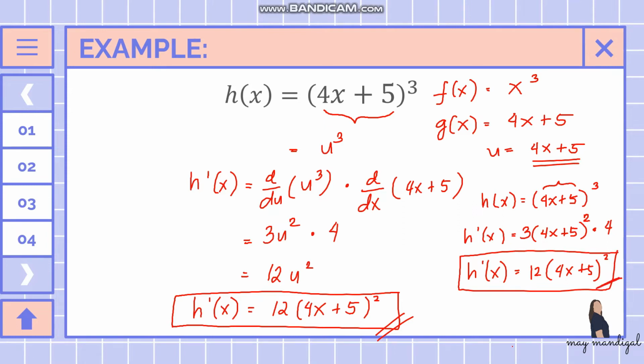So as long as you know which one is the inner function and what is the form of the outer function, you can already solve for the derivative without changing the inner function to u. But if you think the first method is easier for you, then you can use it.